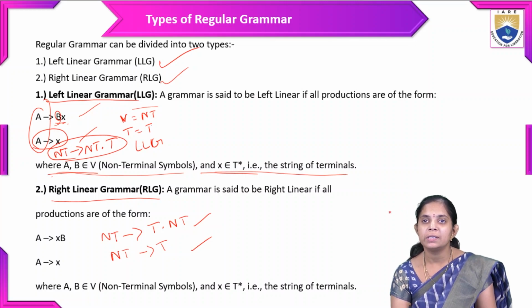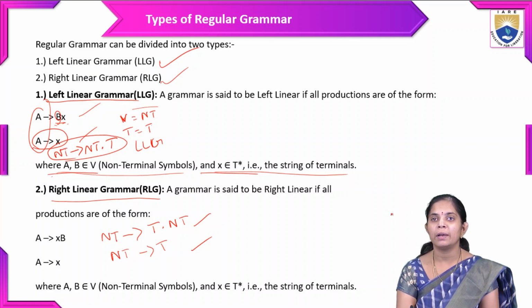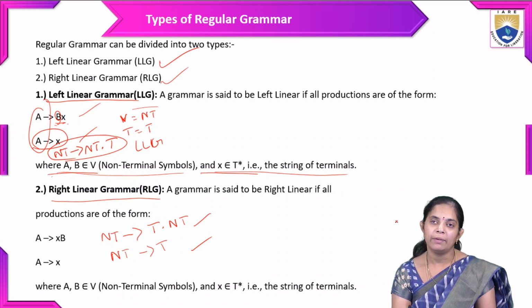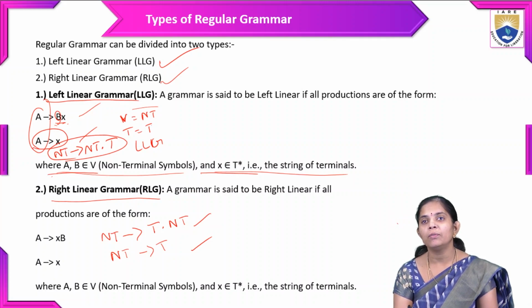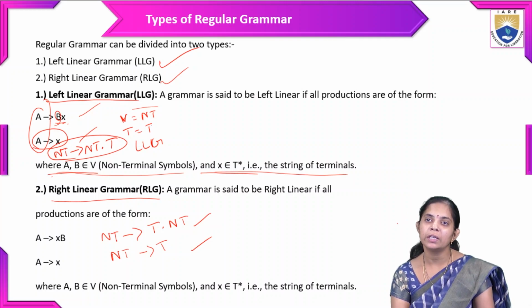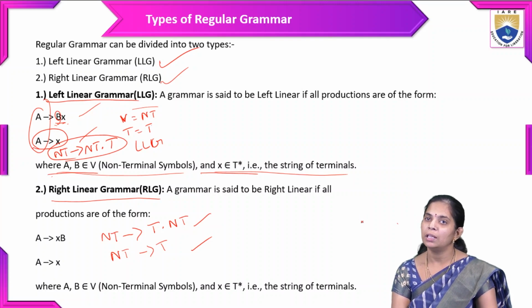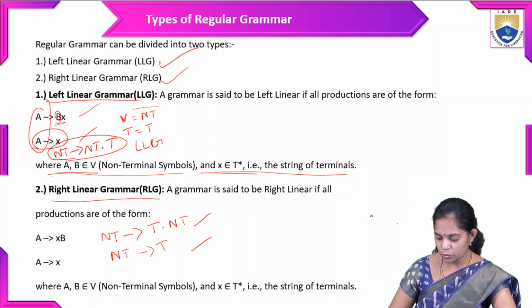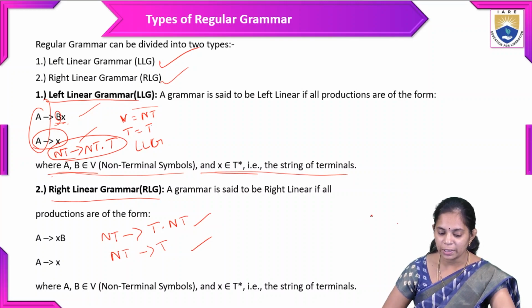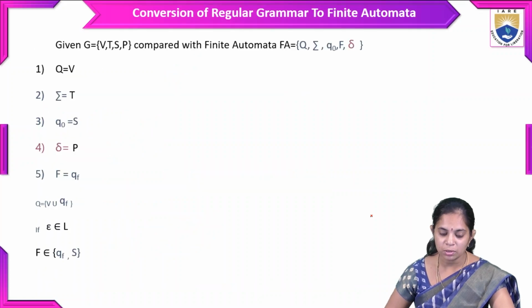So we have these two types of regular grammars: left linear grammar and right linear grammar. We can convert one grammar into another. We can convert a left linear grammar into a right linear grammar and a right linear grammar into a left linear grammar. We will upload that in coming videos.